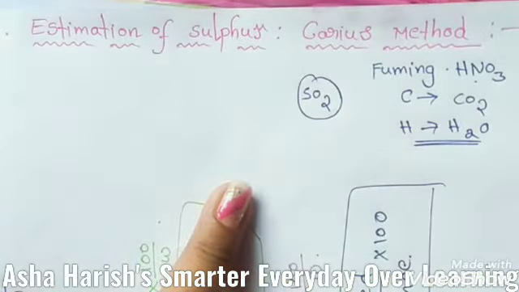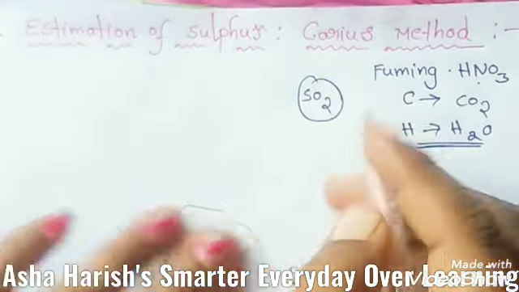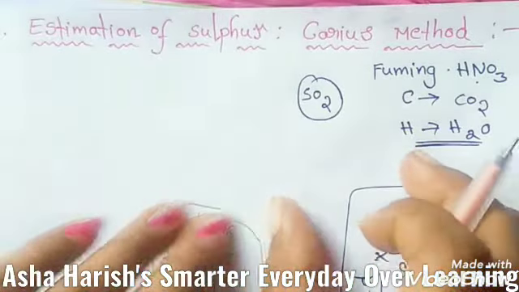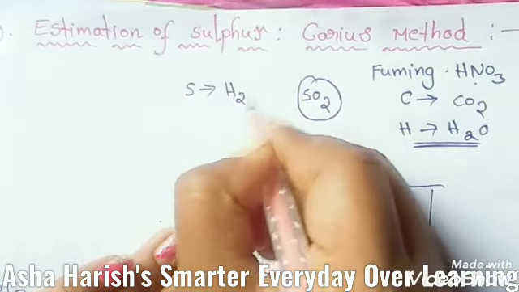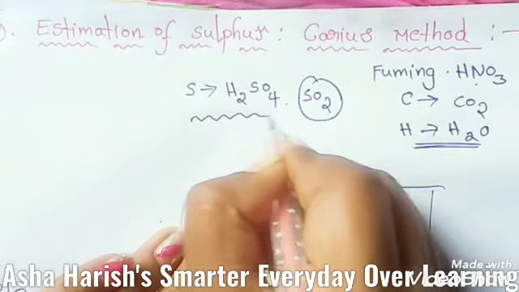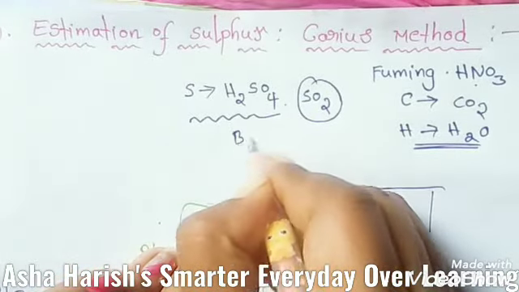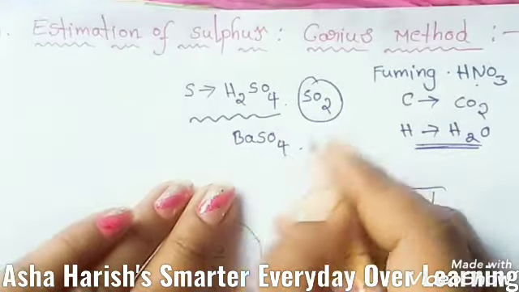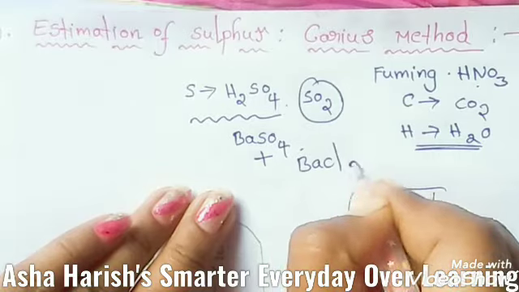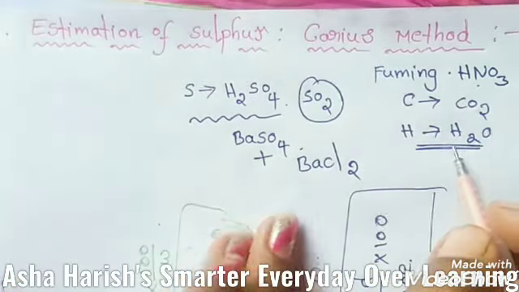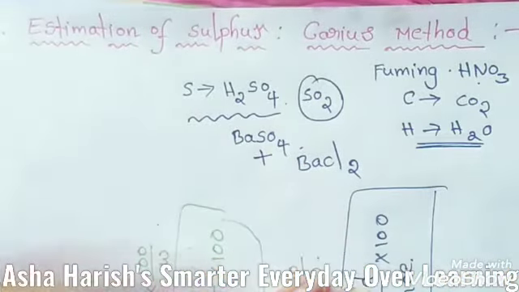Actually, sulfur is oxidized into sulfur dioxide, but in this estimation of sulfur by the Carius method, sulfur is oxidized into sulfuric acid, H2SO4, which is then precipitated as barium sulfate by adding barium chloride solution, BaCl2 solution. Okay, now let's see the chemical equations, what are the changes, and what is the reaction for this.